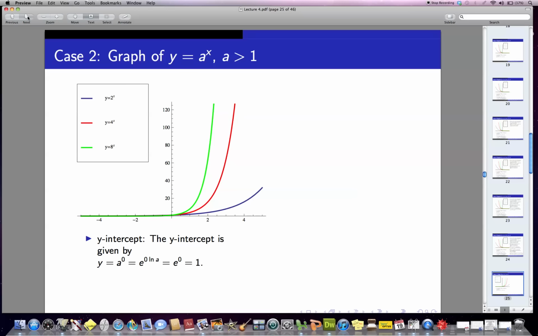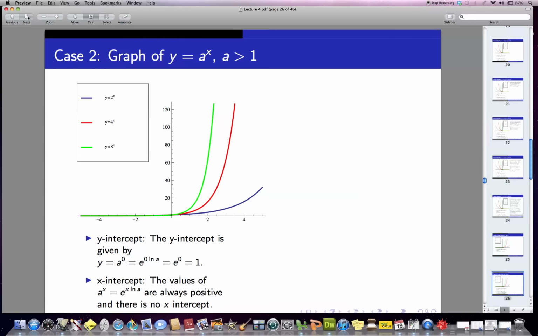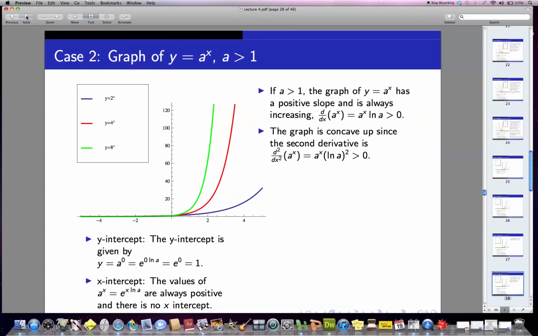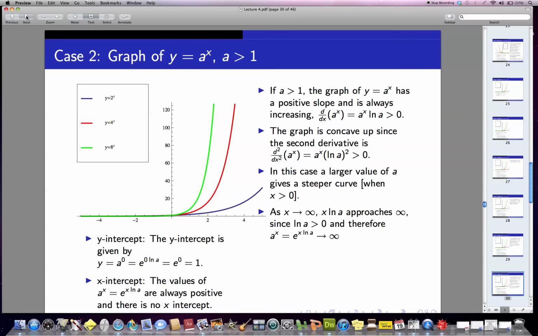For a bigger than 1, the graphs slope upwards. Again, the y-intercept is 1. There's never an x-intercept. And now the slope of the function is positive because the derivative is a to the x times ln of a, but ln of a is now a positive number, and so is a to the x, so the derivative is always positive. And again, the second derivative is positive, so it's still concave up. And larger values of a are going to give you a steeper curve to the right of the y-axis.